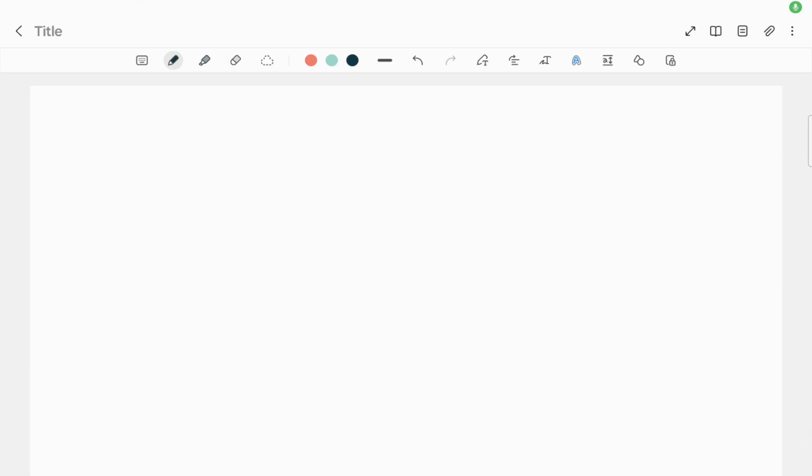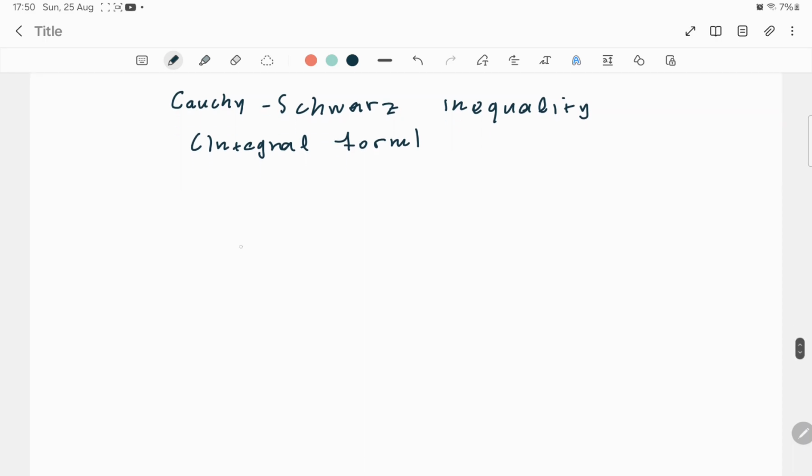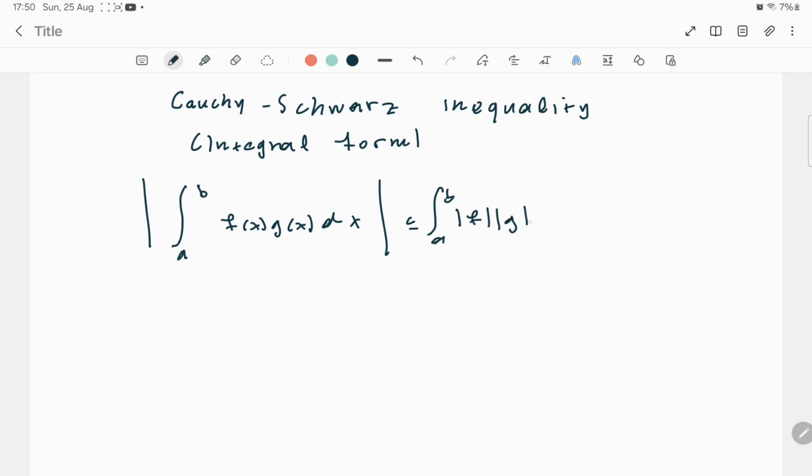In this video we will go back to the Cauchy Schwarz inequality and explain some things that need to be explained. The integral form of the Cauchy Schwarz. So I'm gonna write the integral form right here. This is bounded by this integral. And this is bounded by the product of these two integrals.